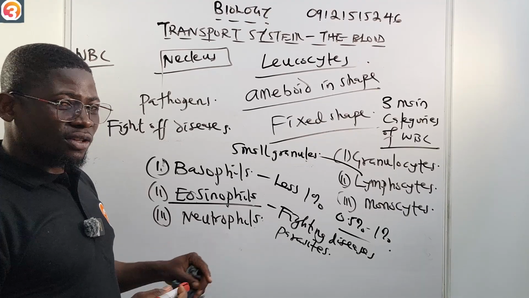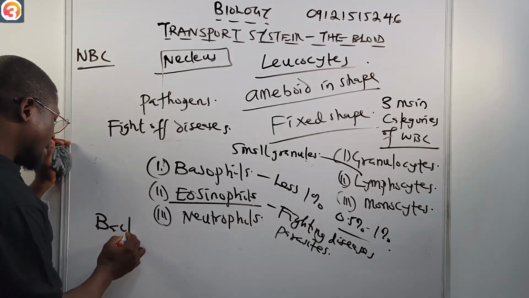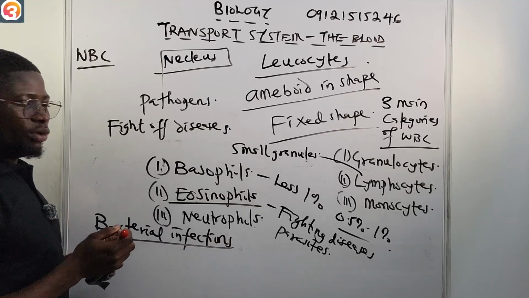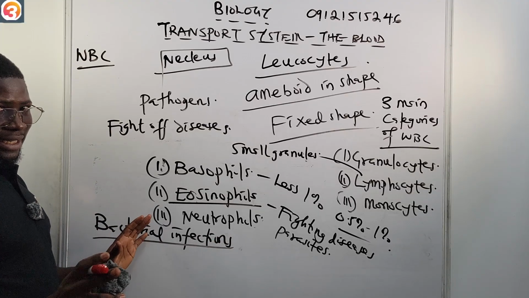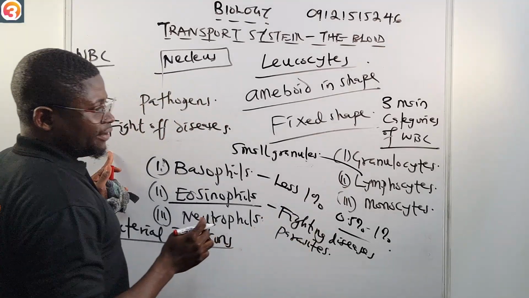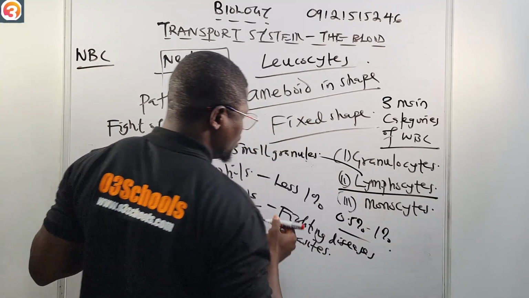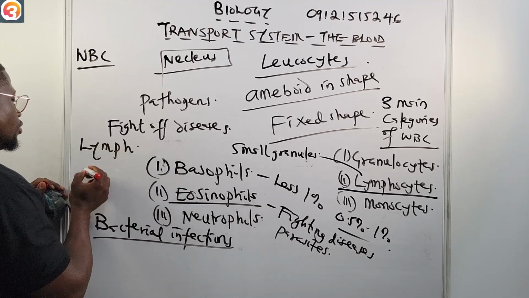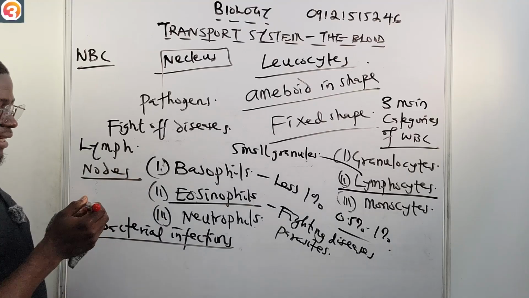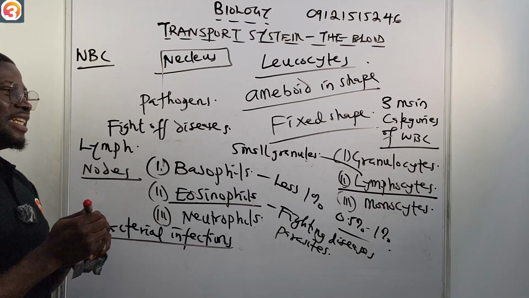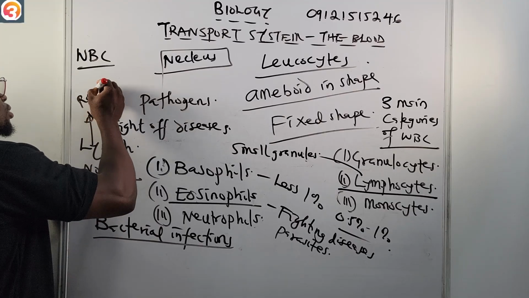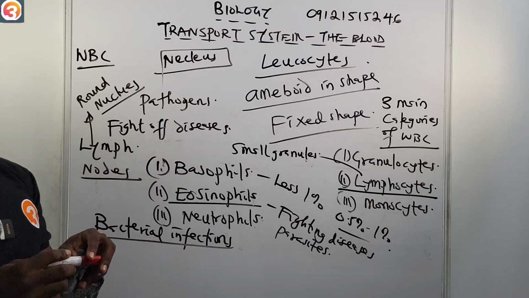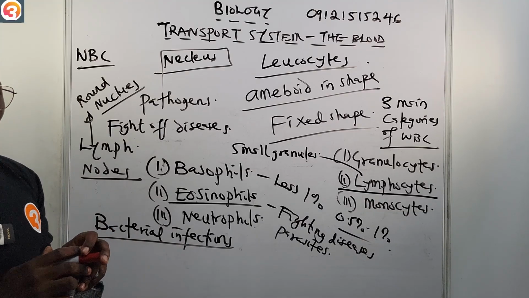Their function is to fight off bacterial infections. Please take note of all this. Now that takes us to lymphocytes. The lymphocytes, on the other hand, are formed in the lymph nodes, and what is very common about them is that they have a round nucleus. They are formed in the lymph nodes, and they have a very round nucleus.